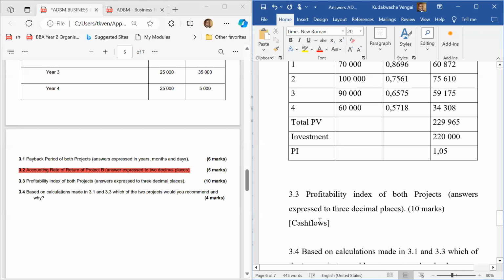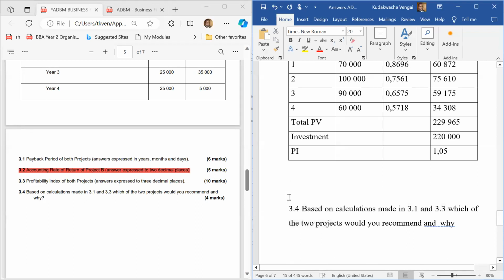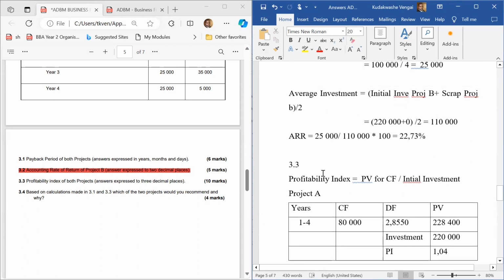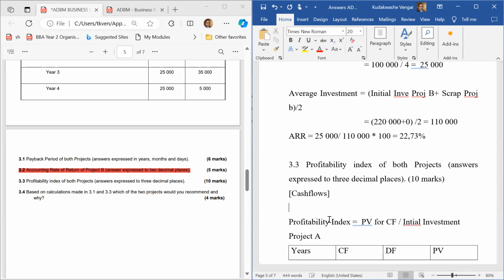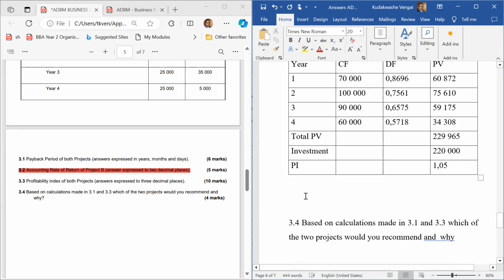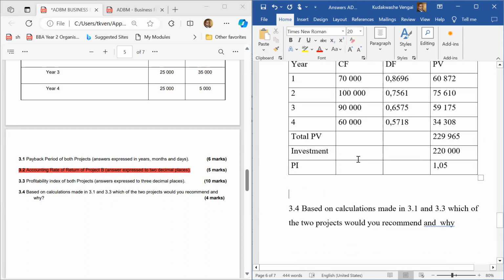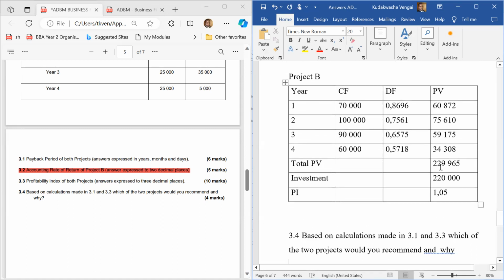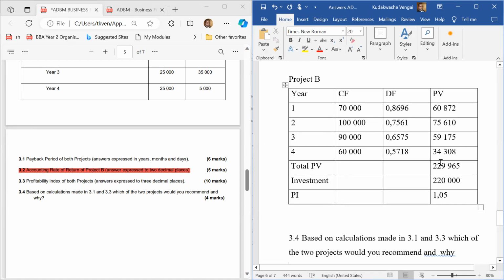Oh, sorry. All of this was 3.3. Where did I put it? Okay. Like that. Okay, so 3.4. Based on your calculations in 3.1 and 3.3, which of the two projects would you recommend and explain why? Right. So, sorry, another thing is it just says there your answer is 3.3, sorry. Answers to be expressed to 3 decimal places. Oh, you said 3. Okay, sorry.